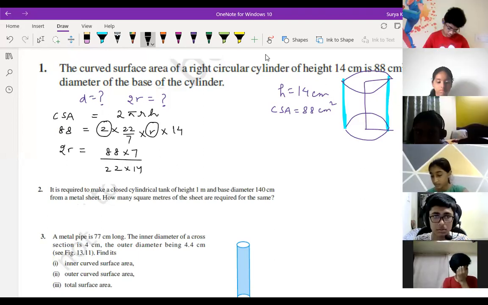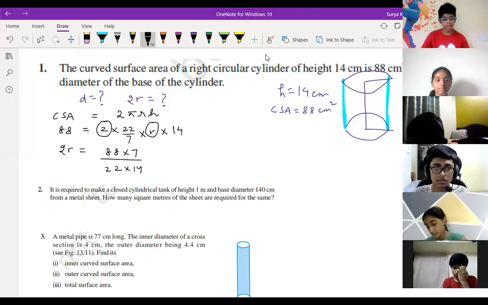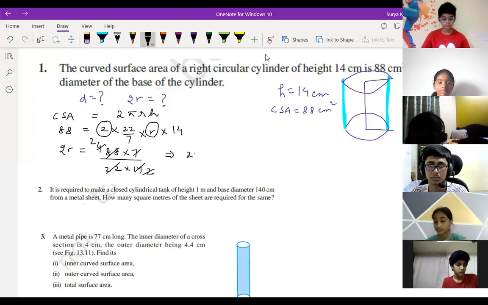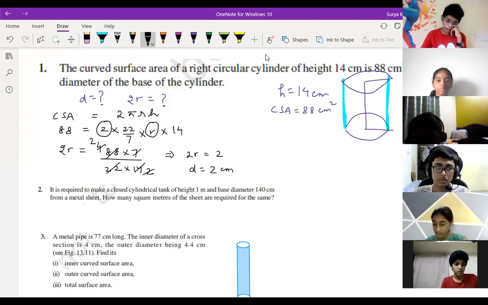Is it clear, children, what I've written here? Yes, sir. And 2r is nothing but your diameter. Or if you want to cancel 2, cancel it off, not a problem. But again, you should double it later on. Understood? So 22 4s are 88. I doubled it later. No problem at all. So 2r is equal to 2, or diameter is equal to 2 centimeter.